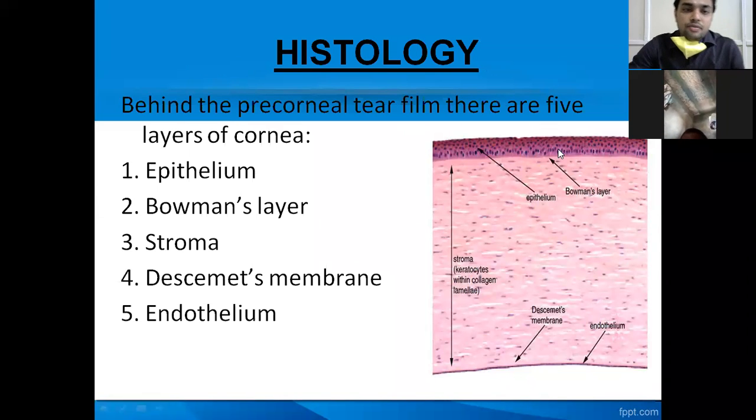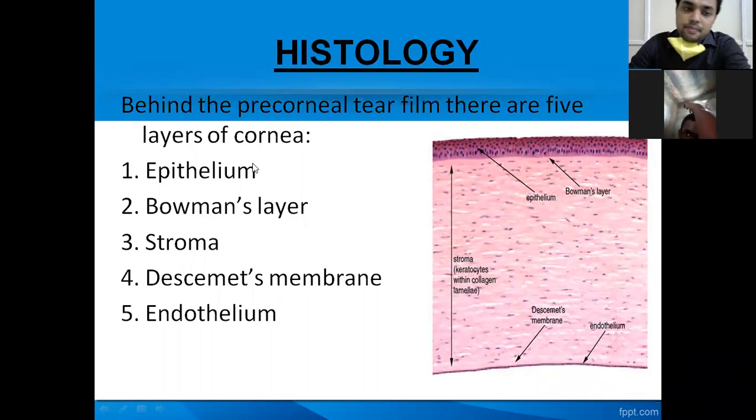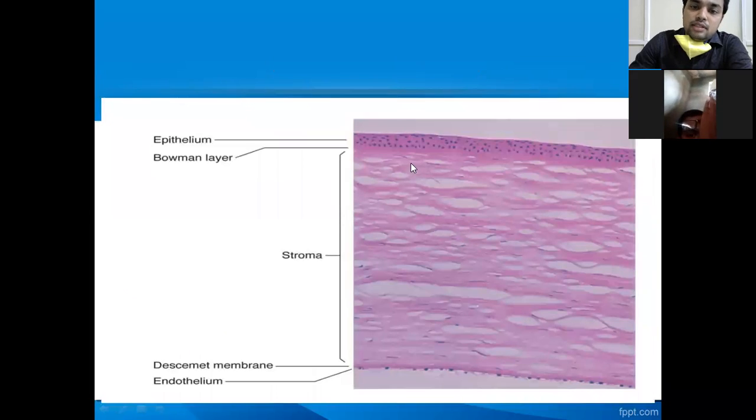Coming to the histology of the cornea, behind the precorneal tear film there are 5 layers of cornea. The first layer we call the epithelium. Behind that we see Bowman's layer, stroma, Descemet's membrane and endothelium. These are the 5 layers of the cornea. Anteriorly epithelium, then Bowman's layer, stroma, Descemet's membrane and endothelium. You can see in this picture the multi-layered epithelium followed by Bowman's layer, then stroma, Descemet's membrane and endothelium.